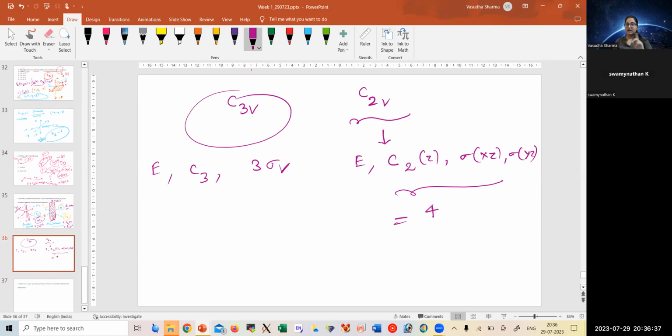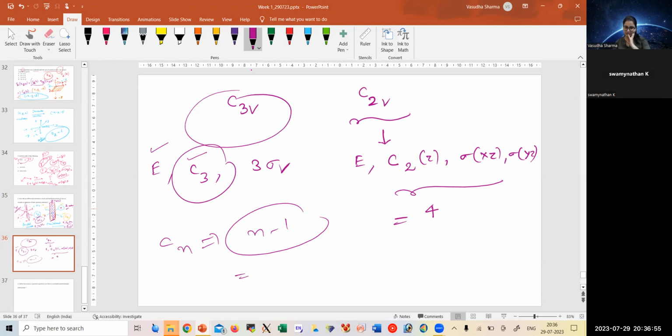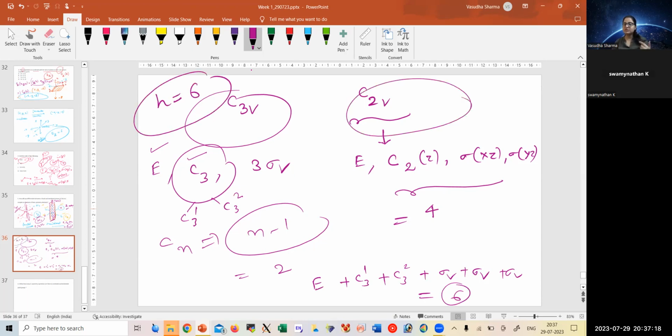Now we know C3 would give you how many operations? Remember that Cn will give you n-1 operations. So 2, that would be C3^1, C3^2. So now count: E plus C3^1 plus C3^2 plus 1 sigma, other sigma, third sigma. How many operations? 1, 2, 3, 4, 5, 6. So now the order of your C3V becomes 6 and the order of your C2V becomes 4.